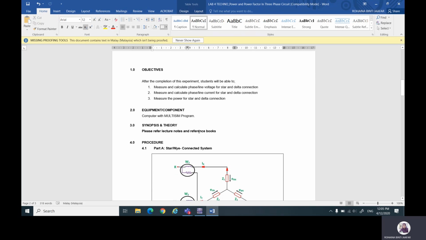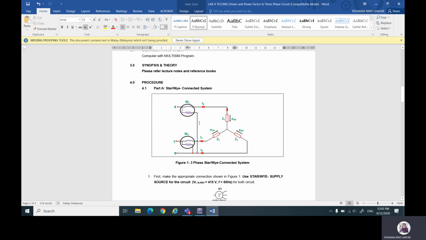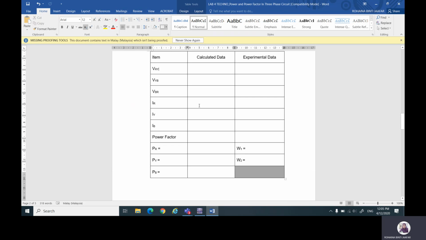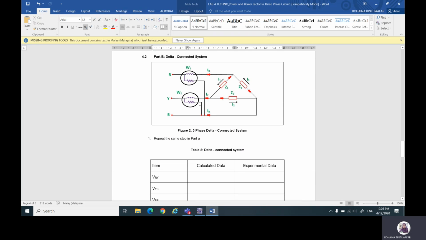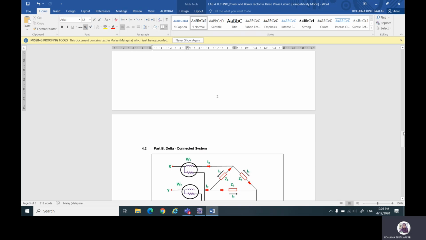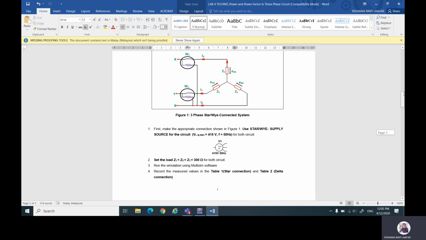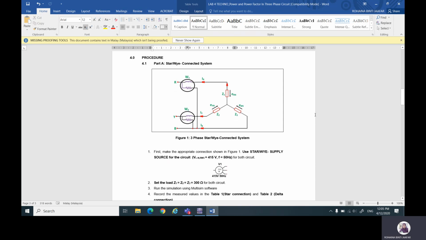The equipment or component used is the Multisim program. So this is the procedure for this lab. We have two parts. Part A is the star or Y connected system, and Part B is the delta connected system. First we look at Part A.